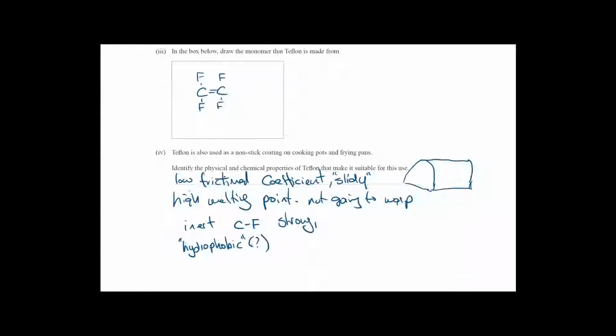And the oils and any other alkali that you can put on it are not going to break away those bonds. So you're not going to be eating your steak and have bits of fluoride in it, which is quite a good thing. The next one says that we are to draw the 3 straight chain non-branched isomers of C5H11Cl.